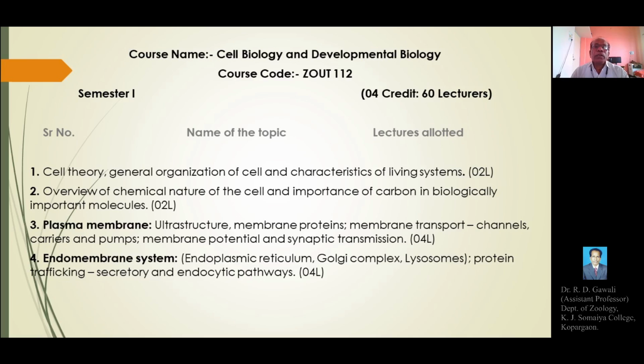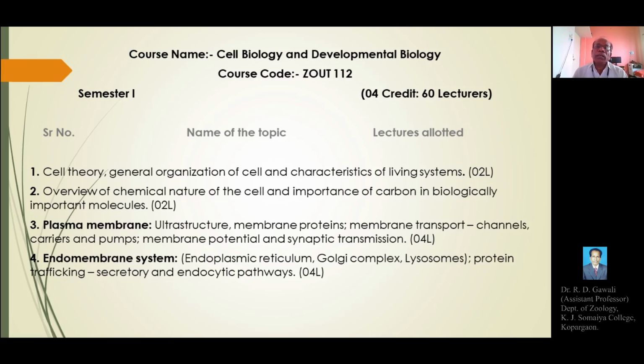In the course cell biology, the first topic is cell theory, general organization of the cell, and characteristics of living systems. We have already studied cell biology in first year BSc, where we studied the different techniques to study cells, that is different types of microscopes, staining methods, and different parts of the cells up to the process of cell division, that is mitosis and meiosis.